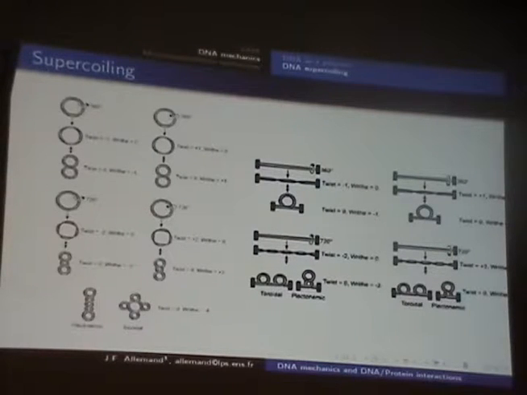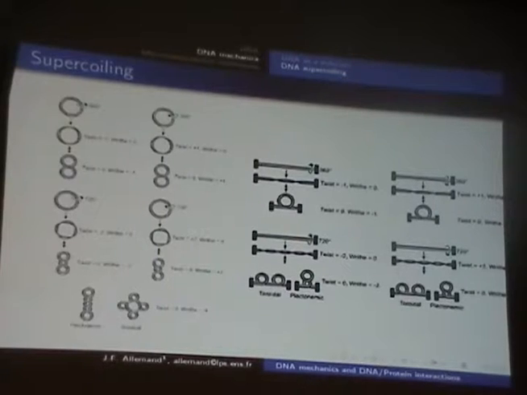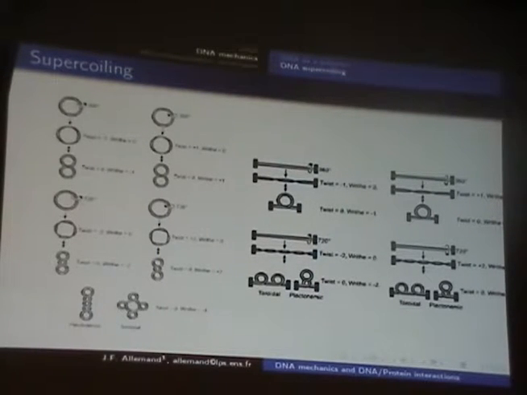So this presenting you, and if you isolate some DNA from a bacteria, for example, you see that it's naturally negatively supercoiled. Okay? DNA is supercoiled inside the living cell.